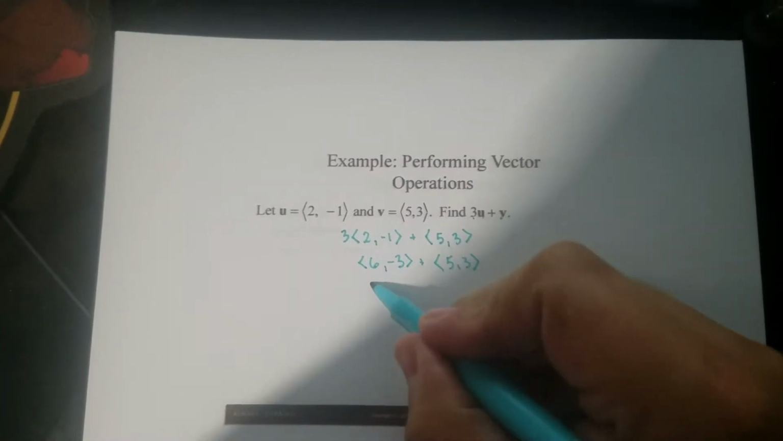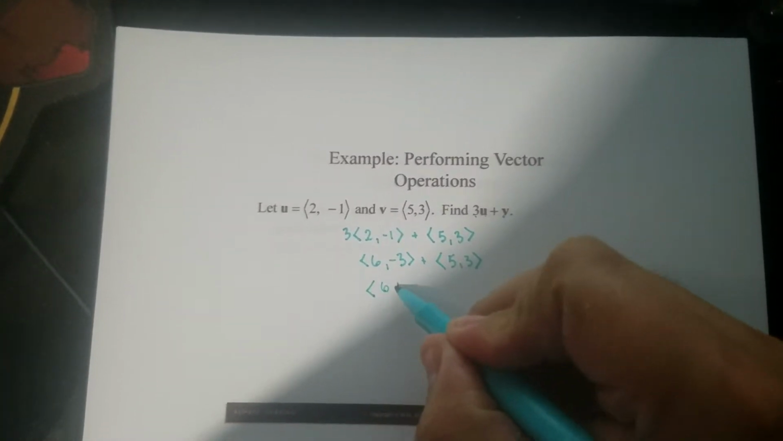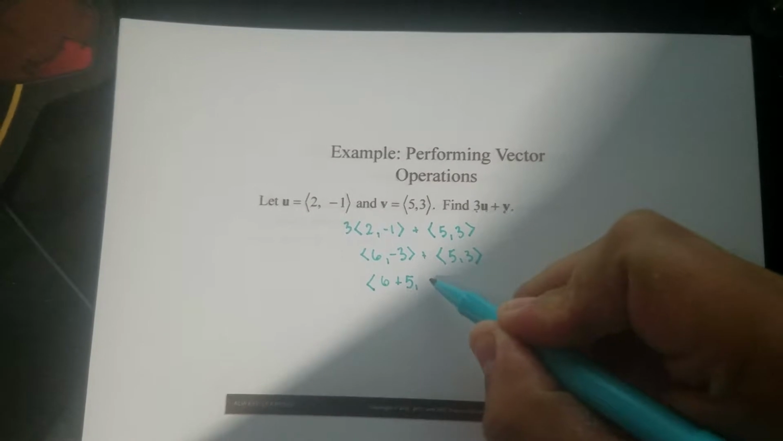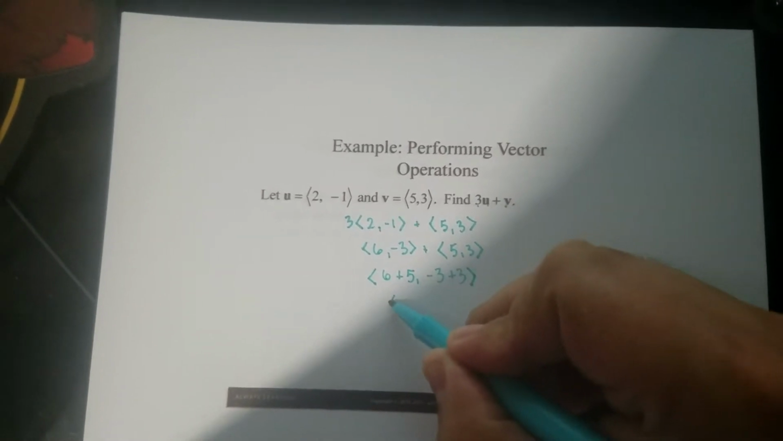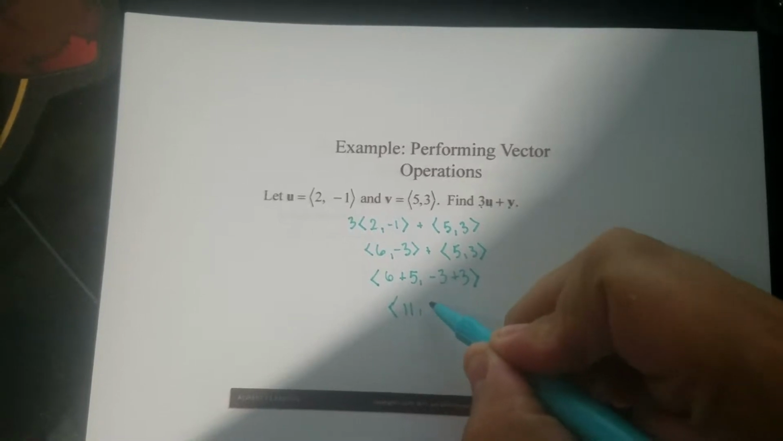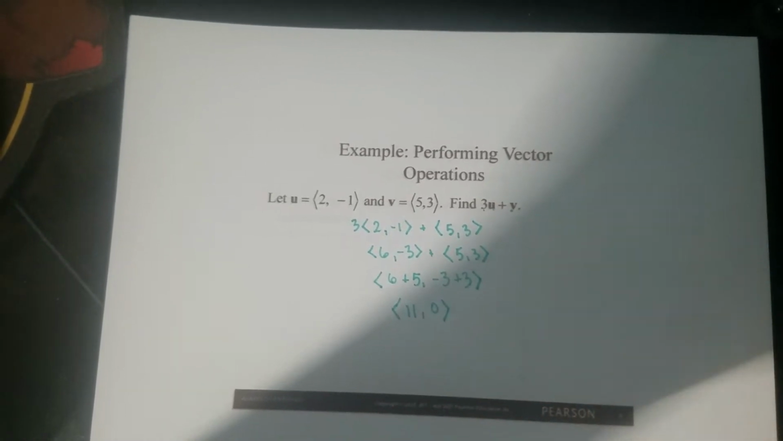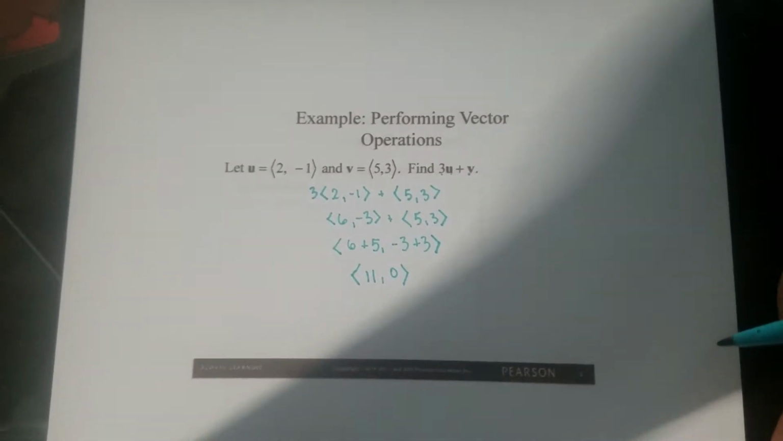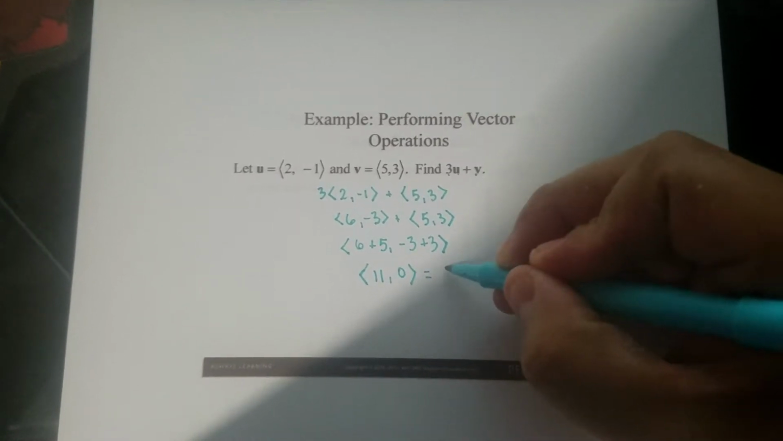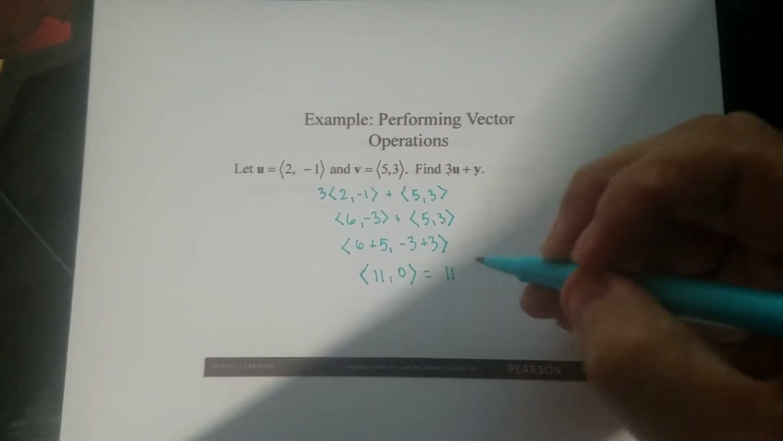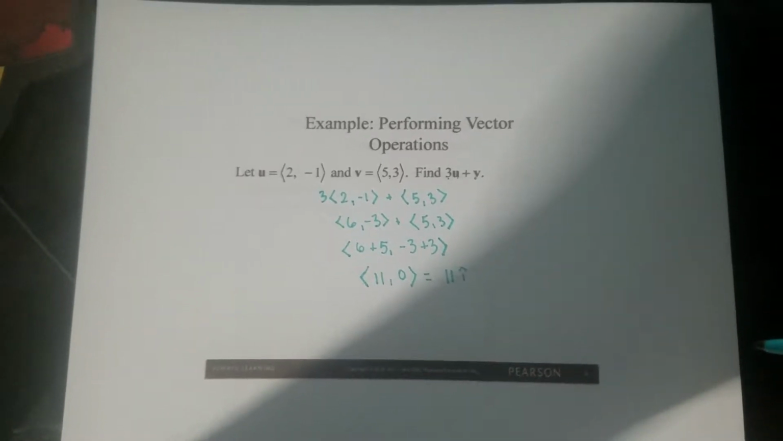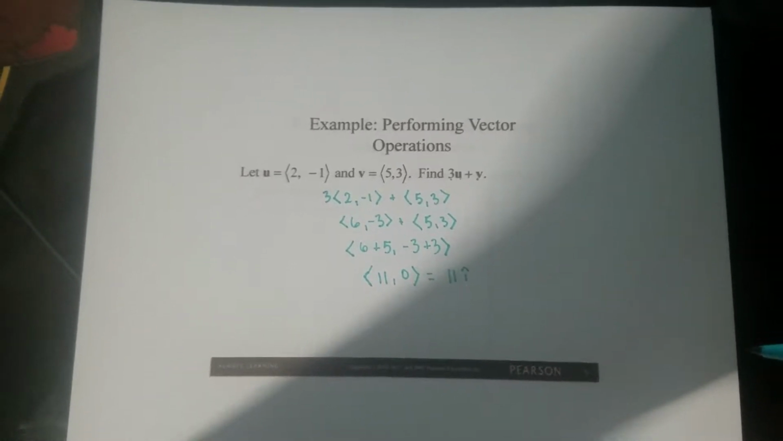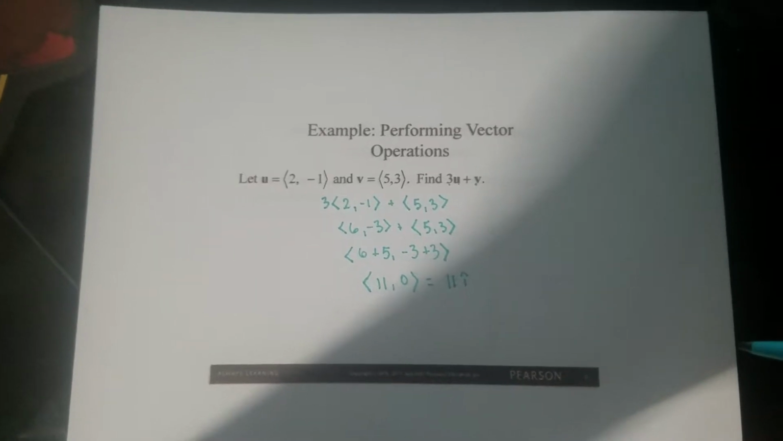So plus. Remember, I add x with x, y with y. So this is in component form, and remember, if I want to find it in linear form, it is just 11i plus 0j, which I don't have to write the 0j. Okay.